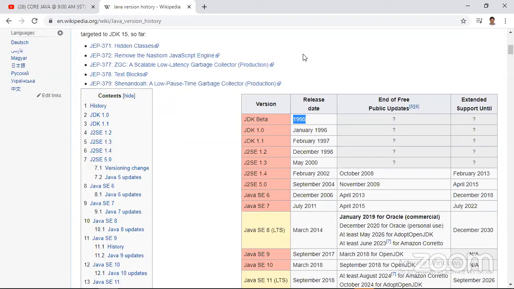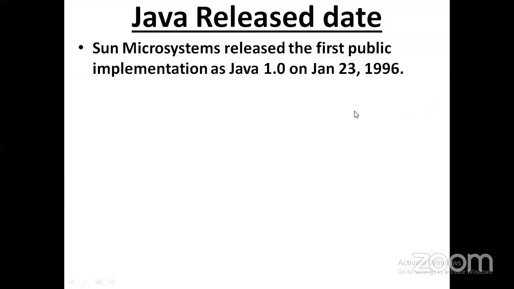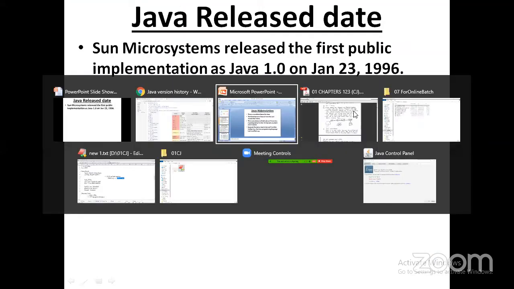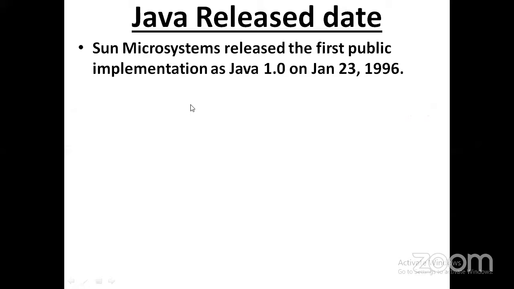Okay, now come to the point. Java version history: there is a small confusion, and I will clear it. This is a very important point. Regarding Java versions, there is a small confusion. All the people should listen carefully. This slide is very, very important to all.